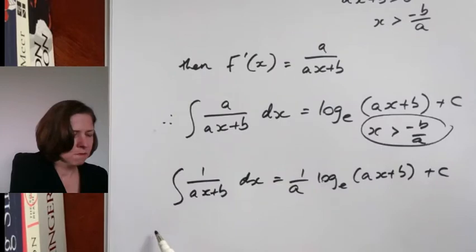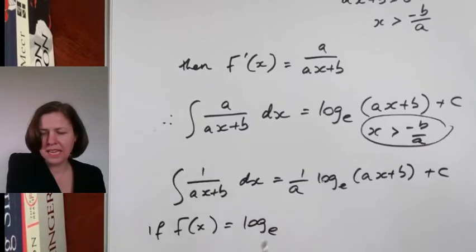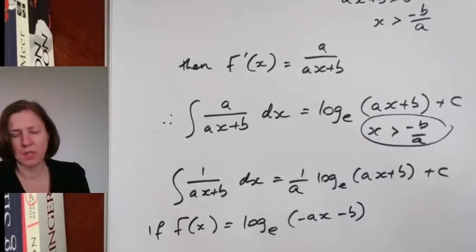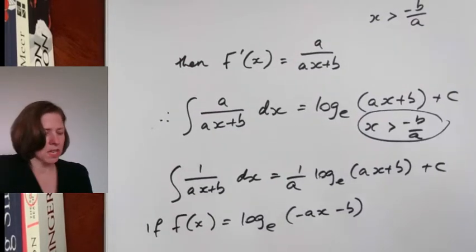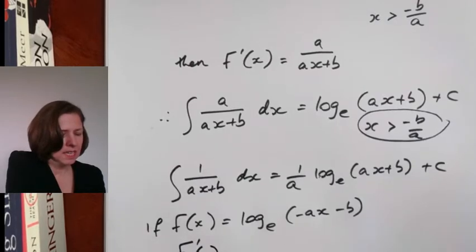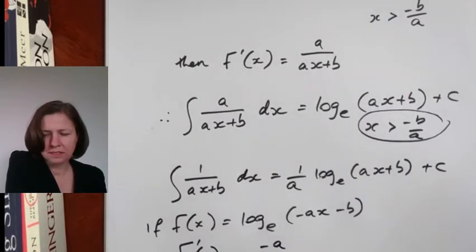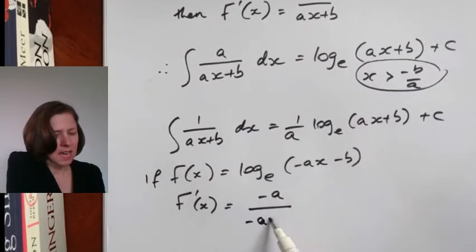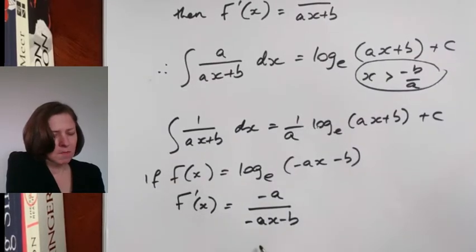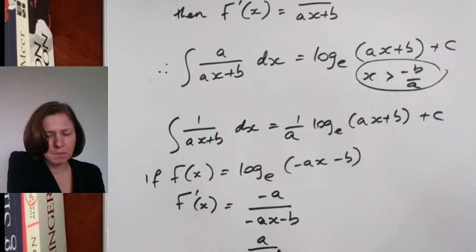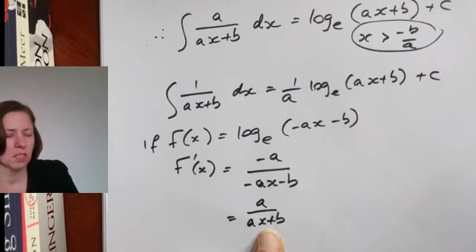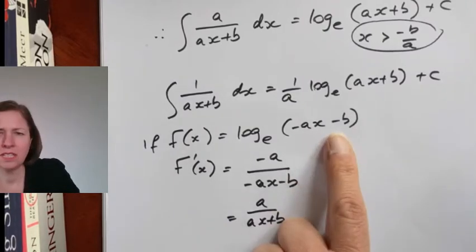So what I want to do is remind you that if I look for the derivative, what if I had at the start f of x equals log base e of negative ax minus b? What would that give me? Well, using the same rule that I used before, f dash of x is going to be negative a over the original linear expression on the inside, negative ax minus b, which is going to give me a over ax plus b. So I'm going to get the same derivative as I got when I didn't have the negative signs inside the argument.